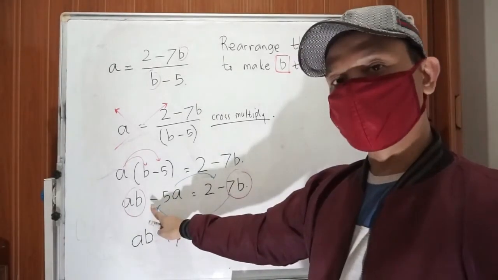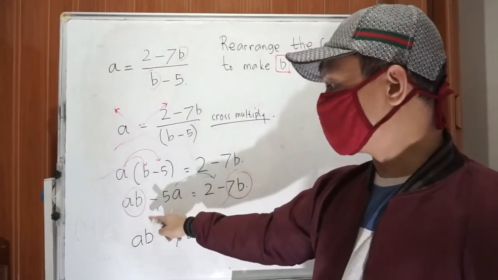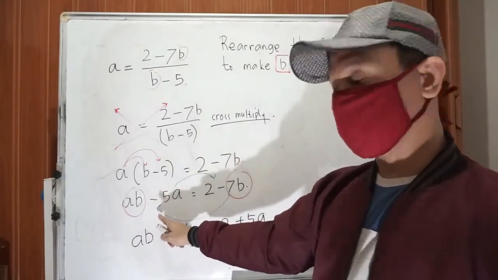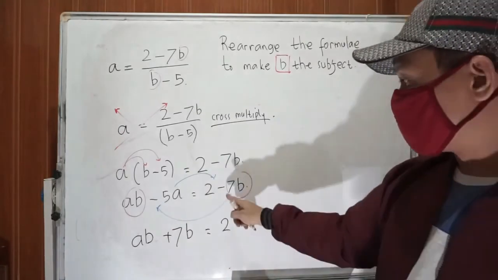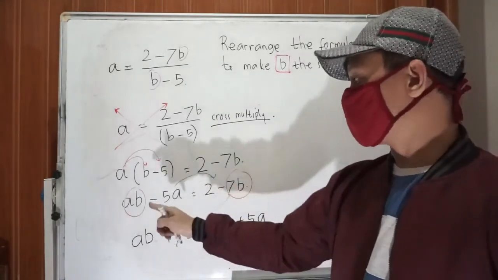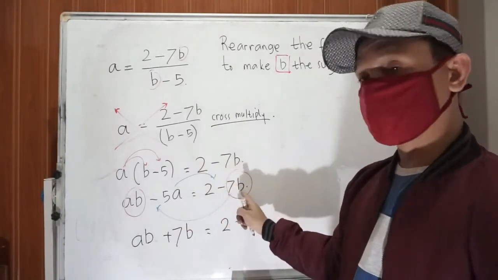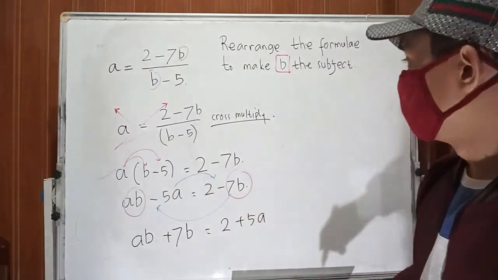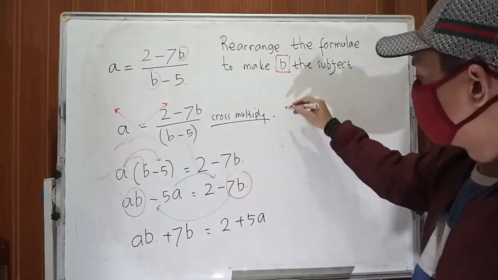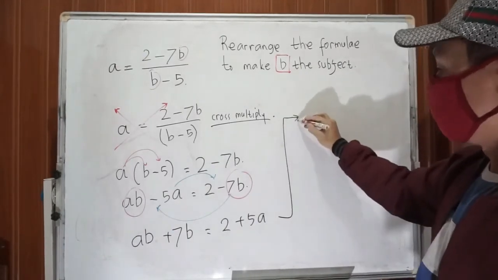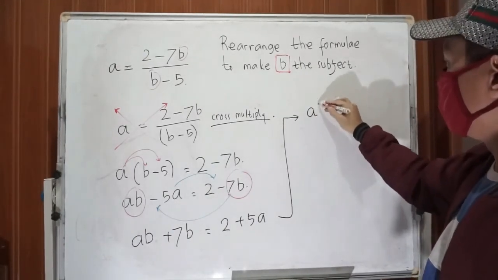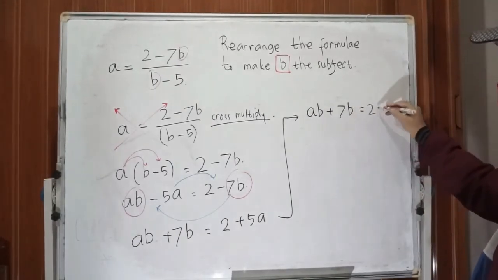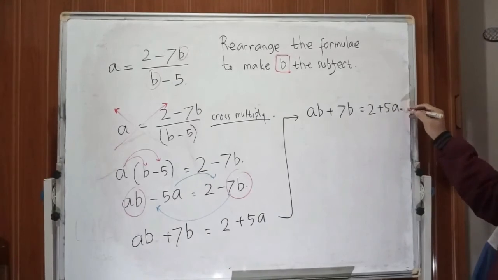Remember, when minus crosses the equation, the sign will change. And then minus 7B, when it goes to the right side across the equal, minus will be positive. So AB plus 7B equals 2 plus 5A.